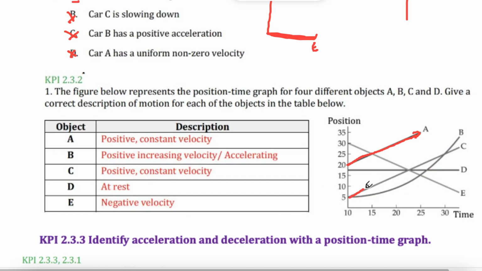C is going up, but look, it's going up in a straight line. It's a steady pace. So you could say it's positive. You can also say it is constant velocity. Constant positive velocity. Okay. At rest. Now, D is saying it is at rest. Let's see if that makes sense.